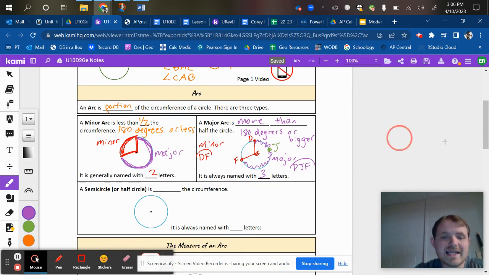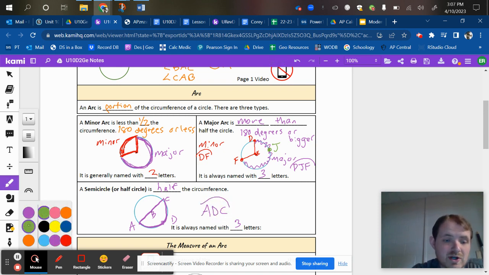So a semicircle, that's half of the circle. That's a special kind of situation there. And we are still going to use three letters. That's when it's perfectly half of the circumference. So if you had something like a diameter drawn right there, and you had A, B, C, and D over here, that perfect semicircle or half circle, again, needs to have those three letters. And we would call that something like ADC.